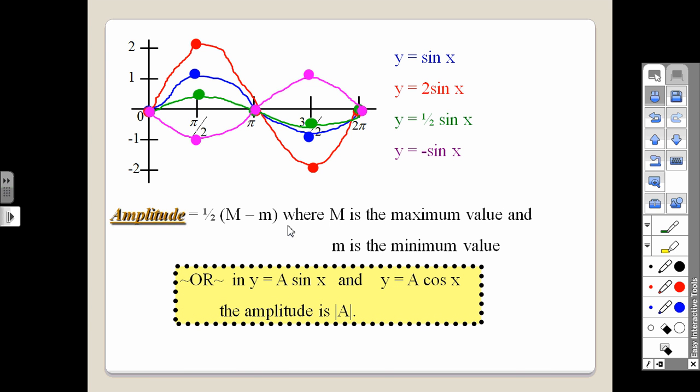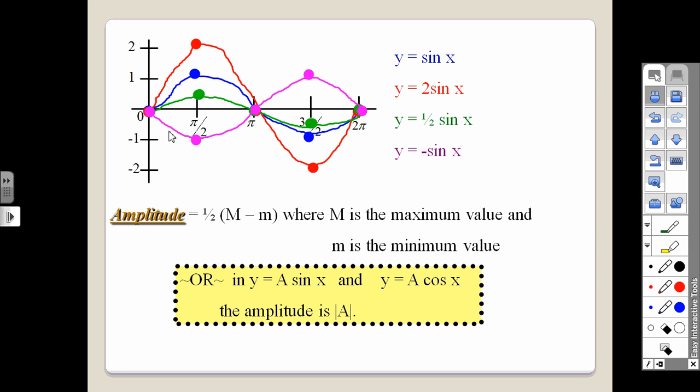Okay, so when you're looking at your y = sine x or y = cosine x curve, or the equations, the A, so now we're going to start putting these letters in here for the parameters, the capital A is going to represent our amplitude. And when you want to figure out what the amplitude actually is, you take the absolute value of it.